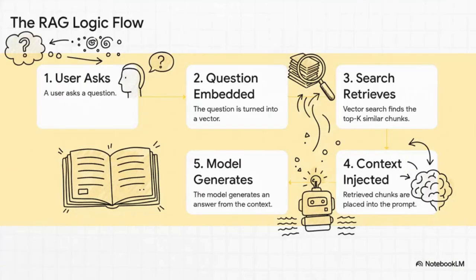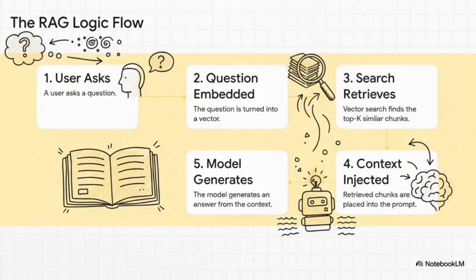Let's put it all together. Here's the full journey of a single question. One, the user asks the question. Two, the question is converted into numbers. Three, a vector search retrieves the closest matching chunks. Four, those chunks are copy-pasted into a prompt. And the last step, the model generates an answer based only on that prompt.